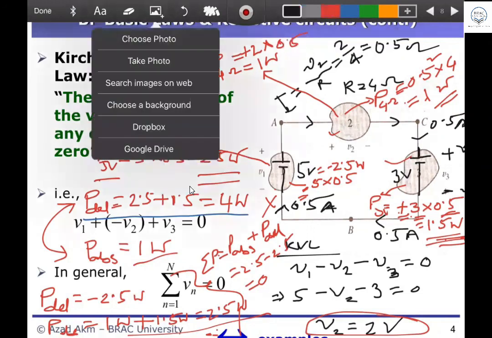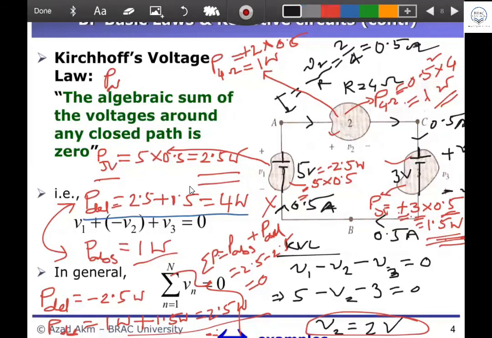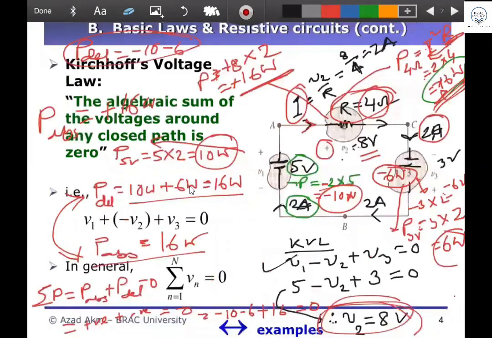Now you look, these two circuits give you what? The 3-volt, look at it, this is the final bottom line. Bottom line is, in the previous case, the battery was delivering the power, 6 watt power it was delivering. The power it delivered, 6 watt, to the circuit.